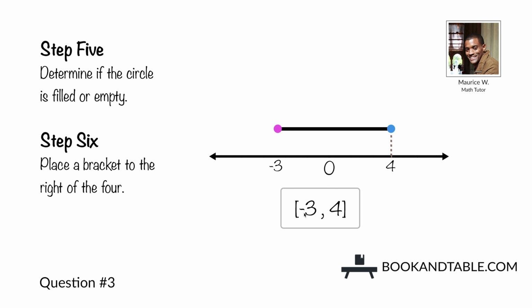So we have the first value in our set, negative 3 with a bracket, since it's included. A comma goes between our two values. The largest value in our set should be the second number, which in this case is 4. In step 6, we place a bracket to the right of the 4, since positive 4 is included in our set. So this would be the answer to question number 3.